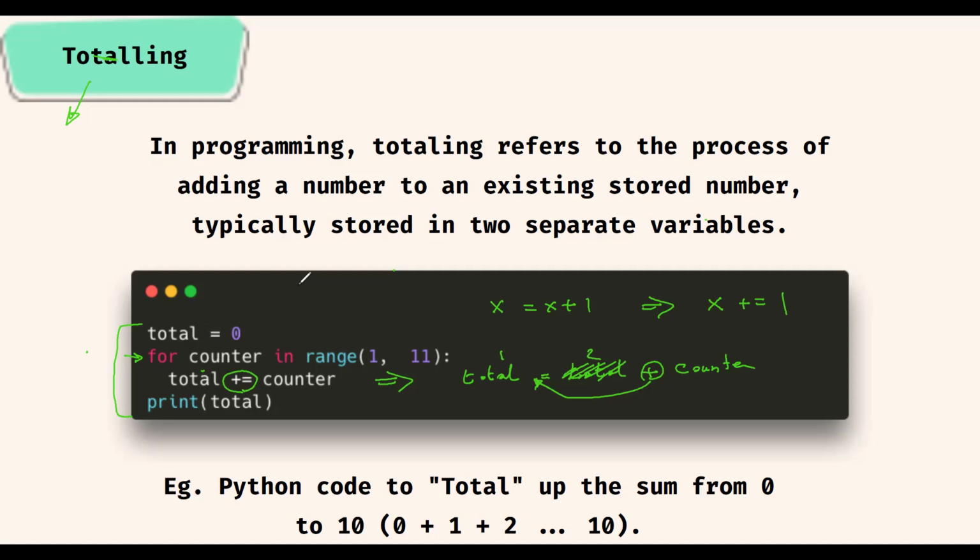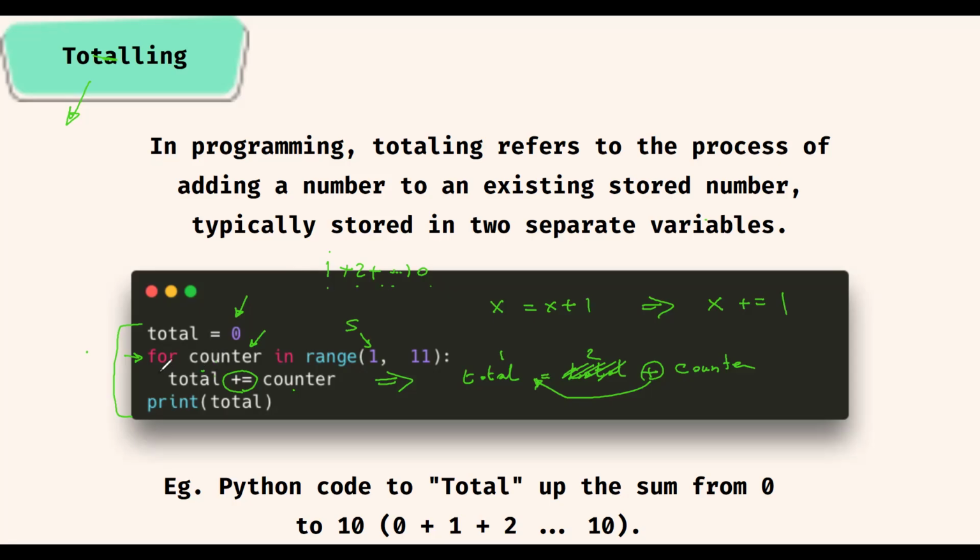Since total is starting from 0, I'm going to add 0 plus 1 plus 2 until we reach 10. Sorry, I apologize, it's not 0 to 10. It's from 1 until 10 because here we are starting from 1. So we will add 1 plus 2 plus 3. We get these numbers from the counter, and the counter is being added to the total.